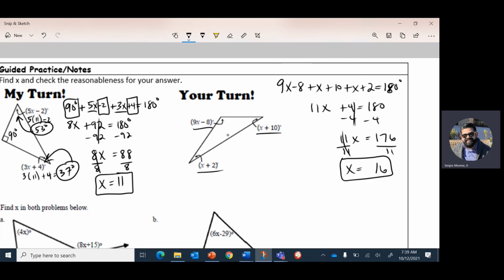Subbing our value for x into all of these, I would say 9 times 16 minus 8 equals 136 degrees. So let's see if it works down here. What's 16 plus 2? Well, this will be equal to 18 degrees. And over here, it's 16 plus 10. This equals 26 degrees. Adding all those up would yield 180 degrees. So that works as well.